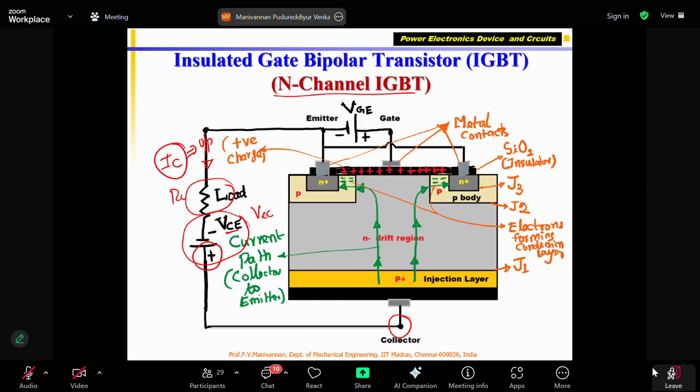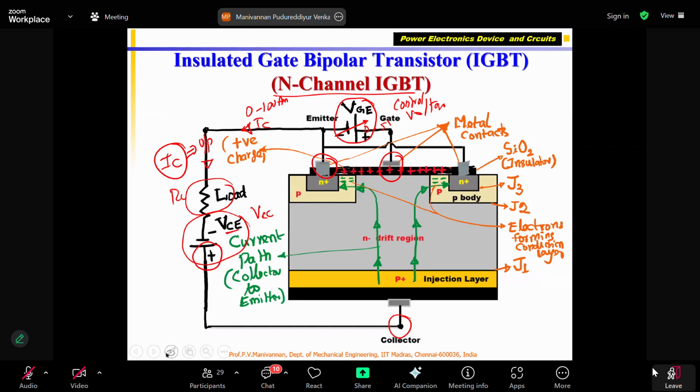What is my input? Input is connected to the gate to emitter voltage. Correct? So you can see the positive of the VGE. This is called a control voltage. Okay, control voltage is applied between gate terminal and emitter terminal. Correct? If I vary this voltage 0 to 5 volts, my IC will vary, for example, 0 to 100 amps. This is my IC.